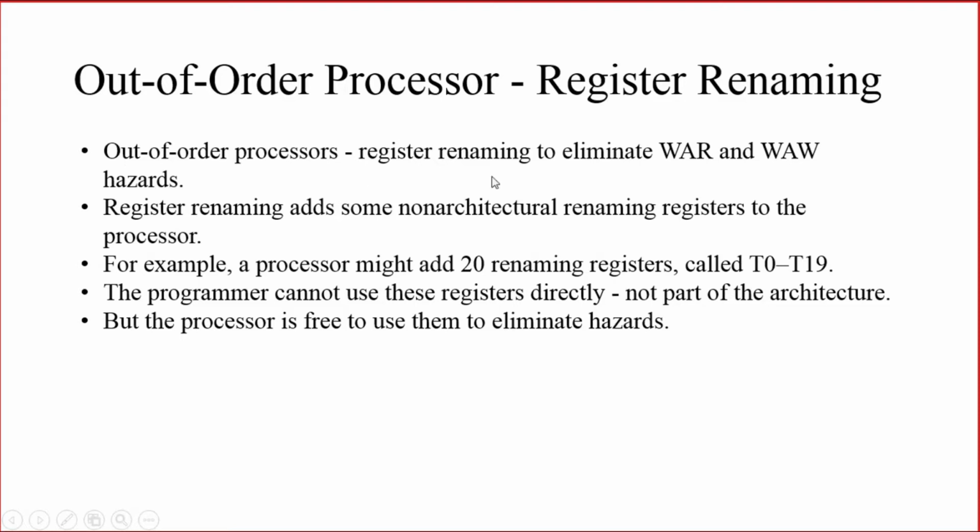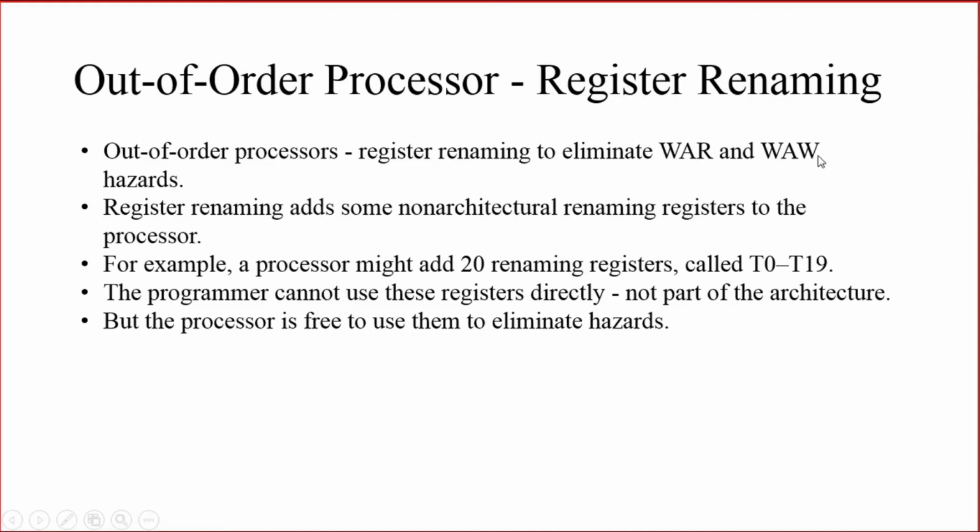In the out of order processor, register renaming is used to eliminate write after read and write after write hazards. Last class we saw what these are. Write after read: one register should be written only after it has been read by the other instruction. That is the normal execution. If the write takes place first and the read tries to happen afterwards, it is known as a write after read hazard.